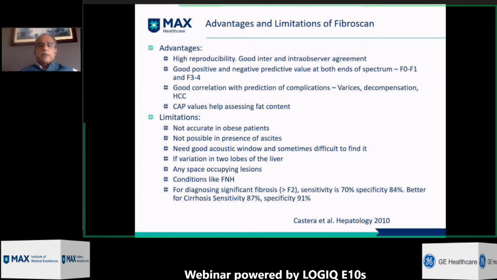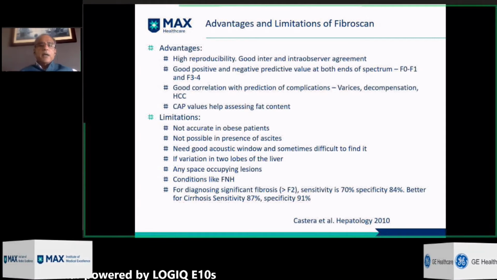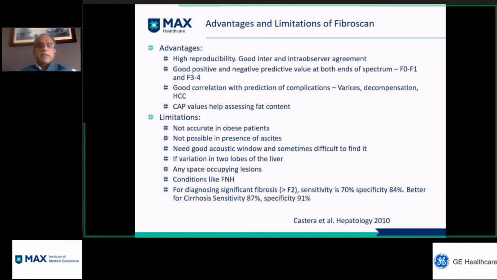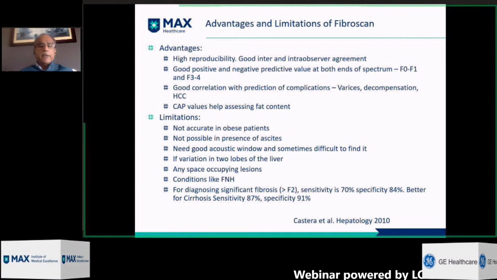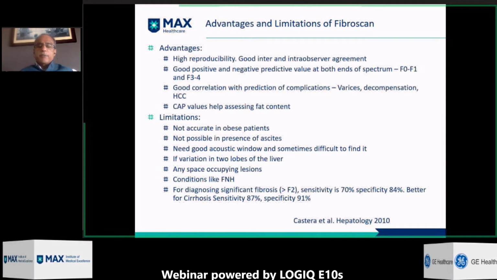There's a good inter and intra-observer agreement, good positive and negative predictive value at both ends of the spectrum, which is what we are interested in. It has a good correlation with prediction of complications. CAP values help us in assessing the fat content. What are the limitations of FibroScan?